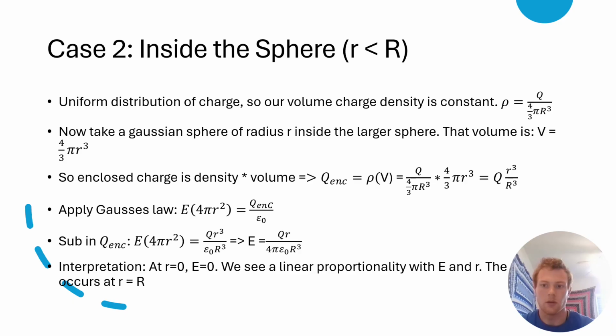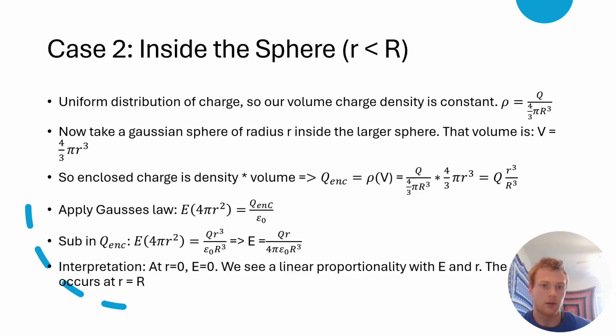Inside the sphere, it's a little bit more dicey. We have to include a density constant rho, and now we take the Gaussian sphere of radius r inside that larger sphere. Our volume is just going to be 4/3 pi r cubed for our Gaussian sphere. So our enclosed charge is density times volume, rho times our volume. We do that math, and it's Q times a ratio of our radii, pretty much our Gaussian sphere versus our actual sphere.